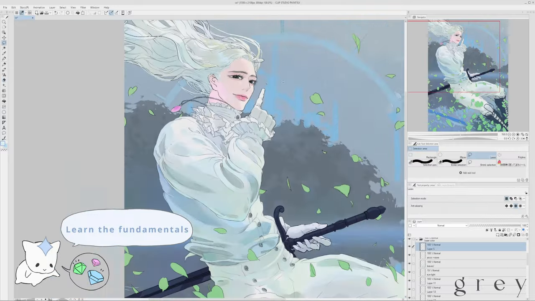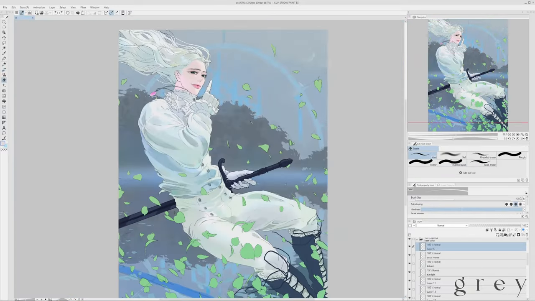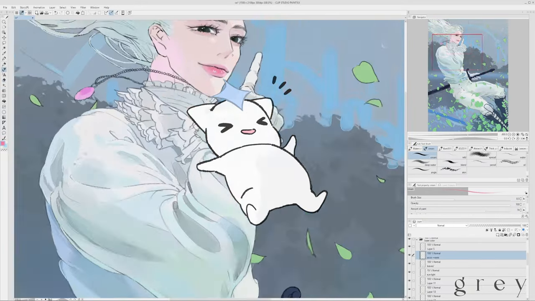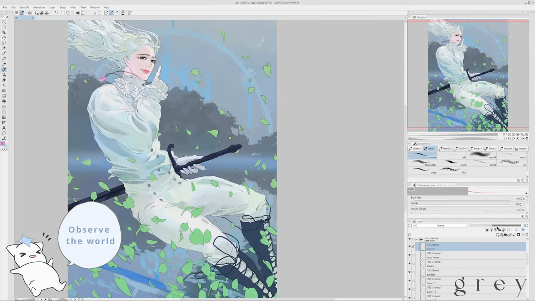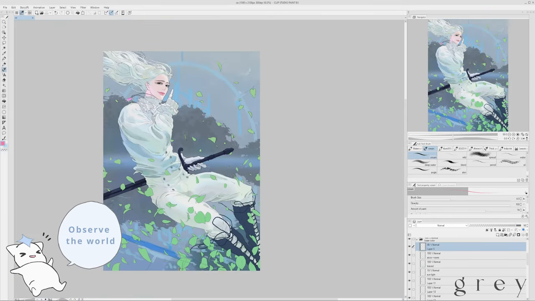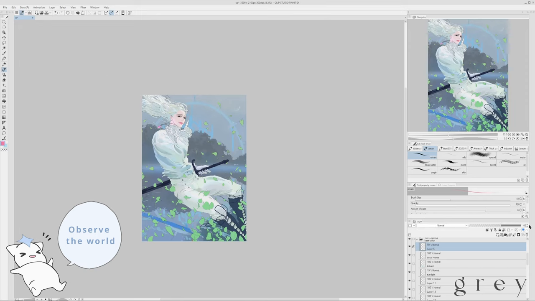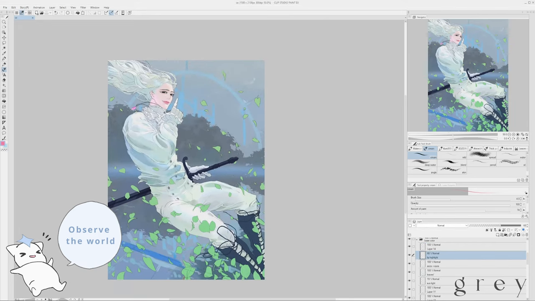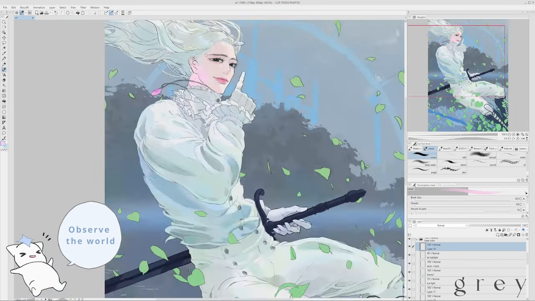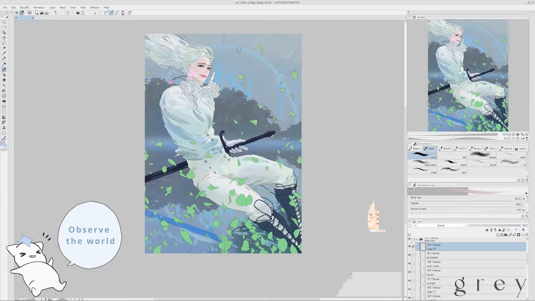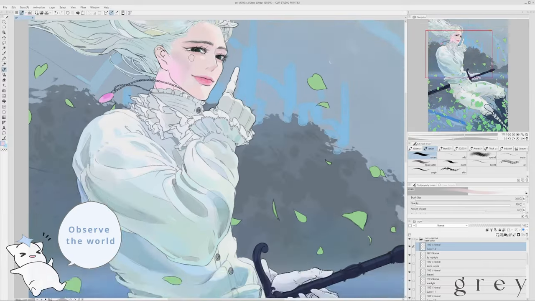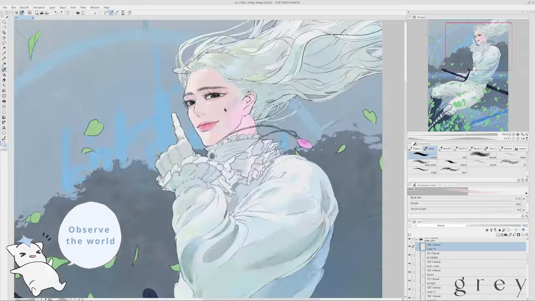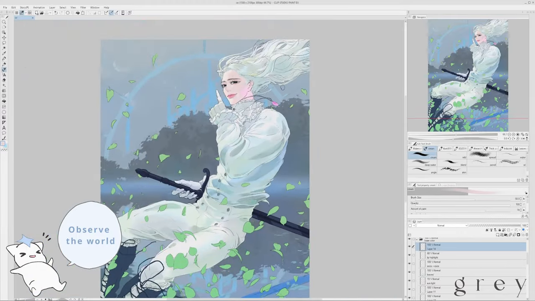Number four, I find that actively observing the real world, the environments around you in real life, gives you a deeper understanding of how to better your drawings. And I absolutely forgot to talk about the painting I have on screen, which is my bad. Let me start talking about it.